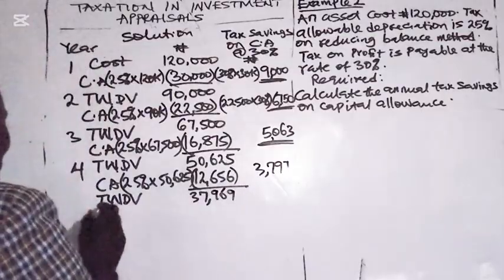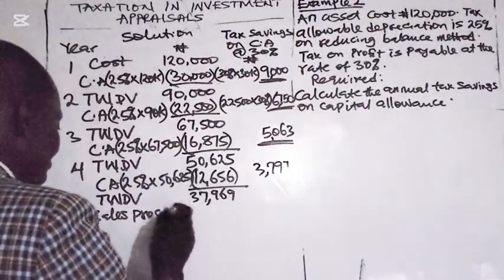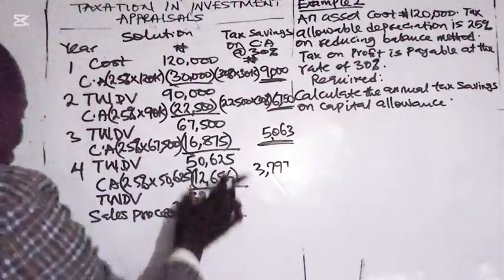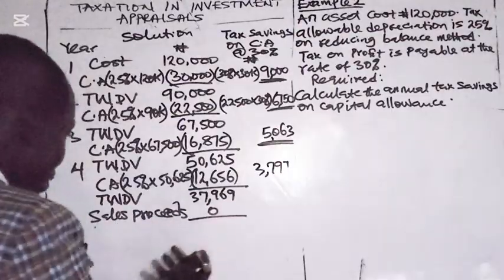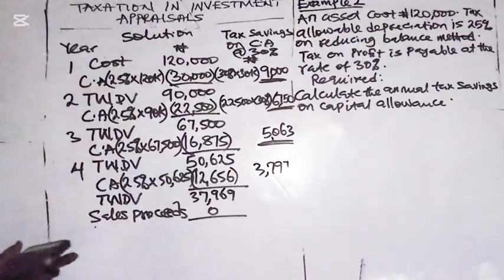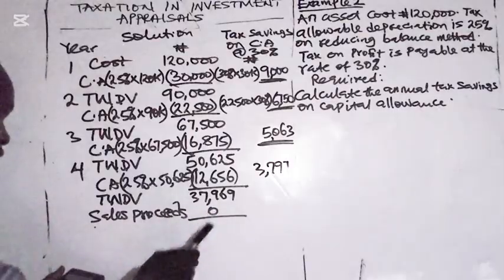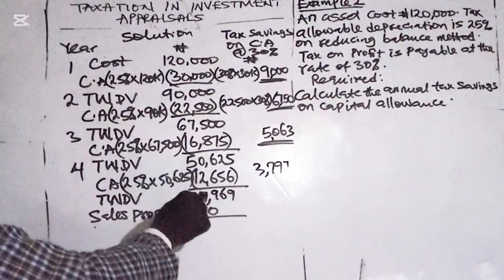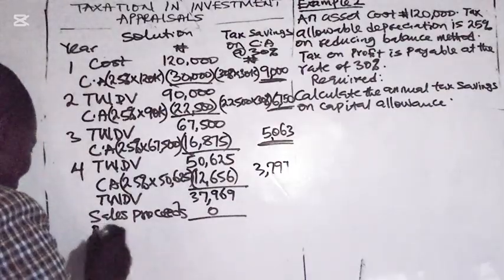So the sales proceeds of the assets, that is the scrap value, is nil. That means, had there been a scrap value, you would have subtracted to get either the balancing allowance or balancing charge. I told you, you have a balancing allowance where the tax written down value is greater than the sales proceeds, and where the sales proceeds is greater than the tax written down value, you get the balancing charge. But in this case, you will be having the balancing allowance.